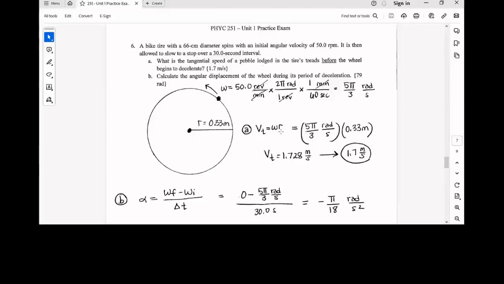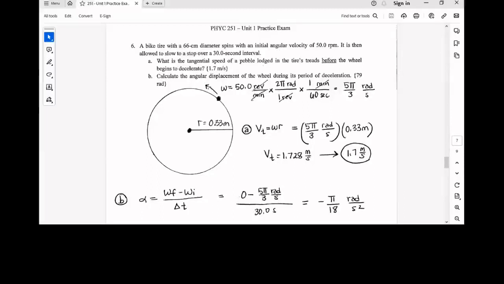Now that we know what omega is in the appropriate units, we can use our tangential speed equation. So V tangential is omega times r, where r is the radius in meters. So instead of 66 centimeters, cut that in half to make it 33 centimeters, then convert it to make that 0.33 meters. Multiplying those two gives you the tangential speed, 1.7 meters per second. So a pebble that is 33 centimeters away from the center of this wheel would have the same tangential speed.